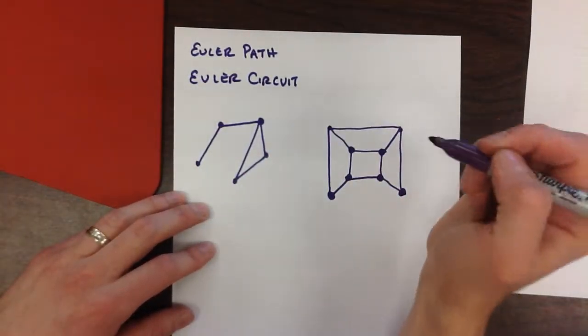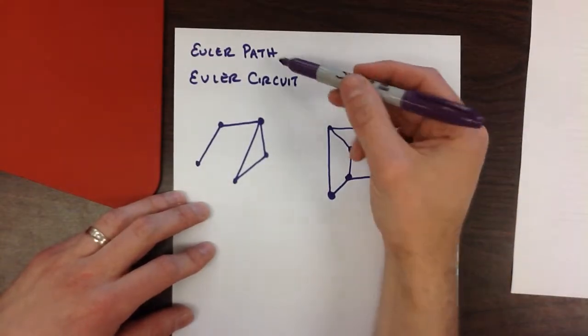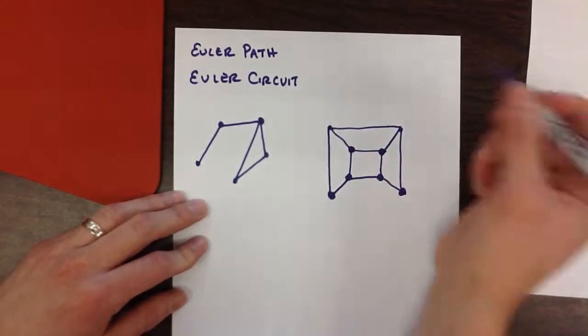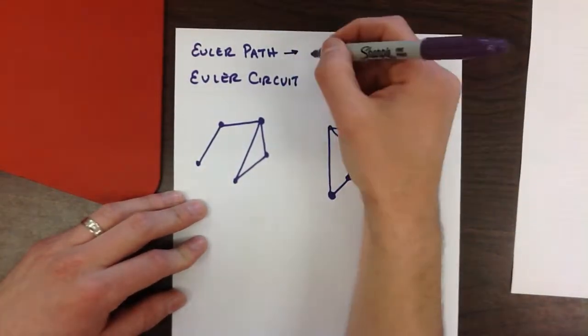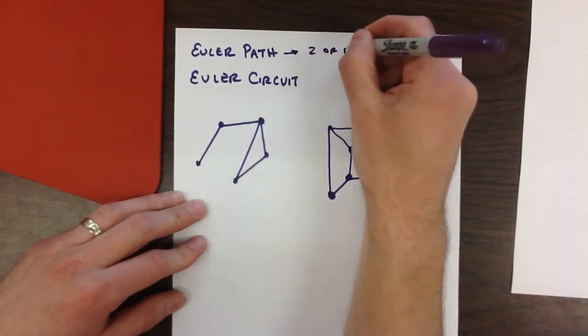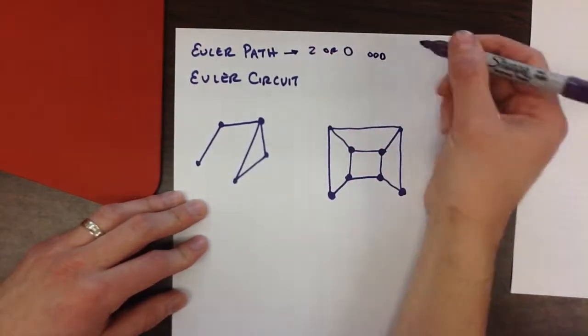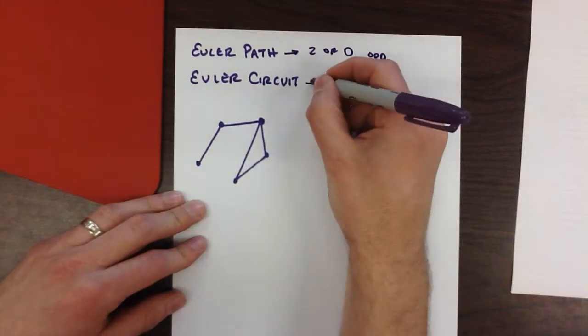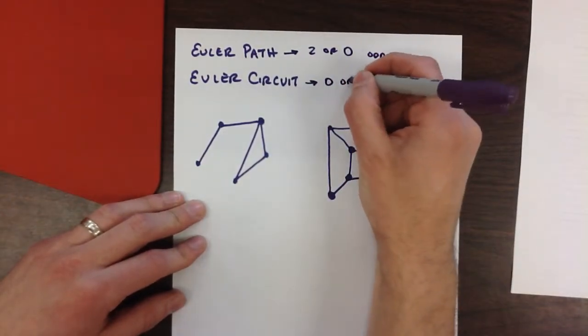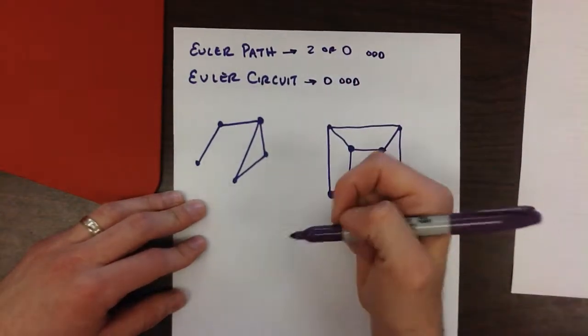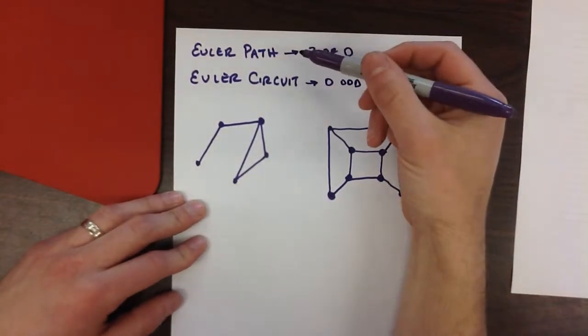Now, how can we tell that a graph has an Euler path or an Euler circuit? For a path, if there are 2 or 0 odd vertices, we're going to have a path. If there are 0 odd vertices, then we also have a circuit. Now, a circuit is a special kind of path.